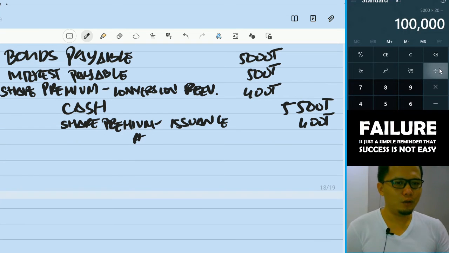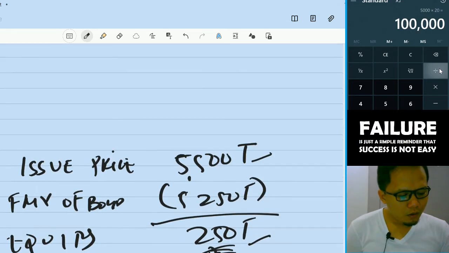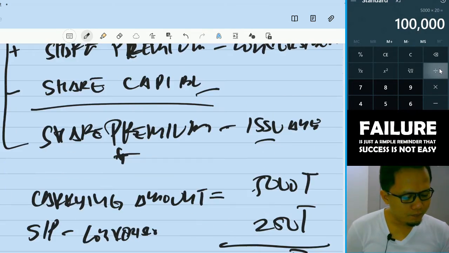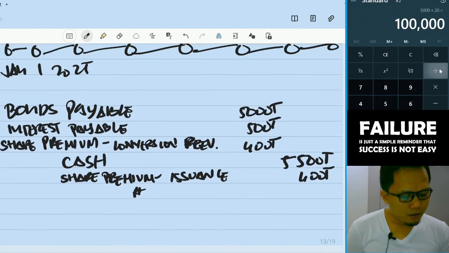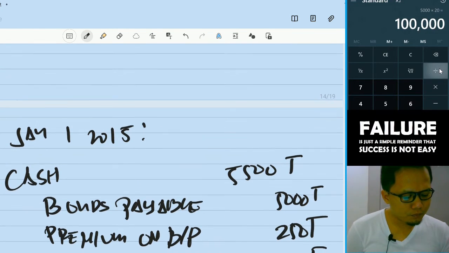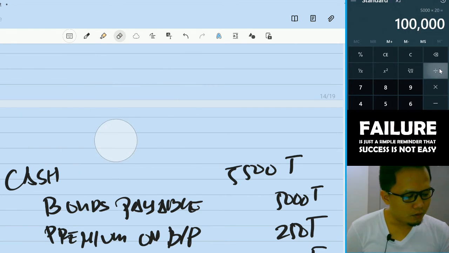Okay. Now, this one is a bit complicated. What if the payment, okay, wait, I'll just erase the board, okay?